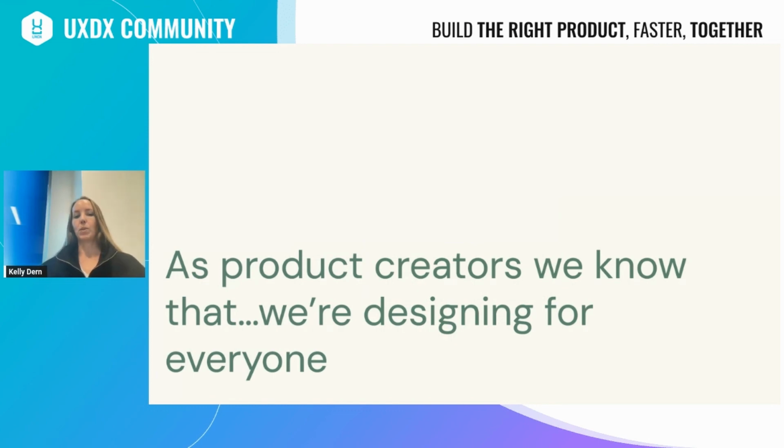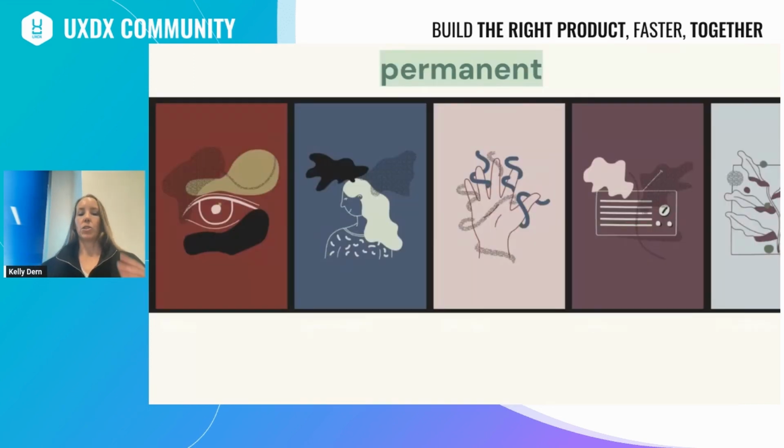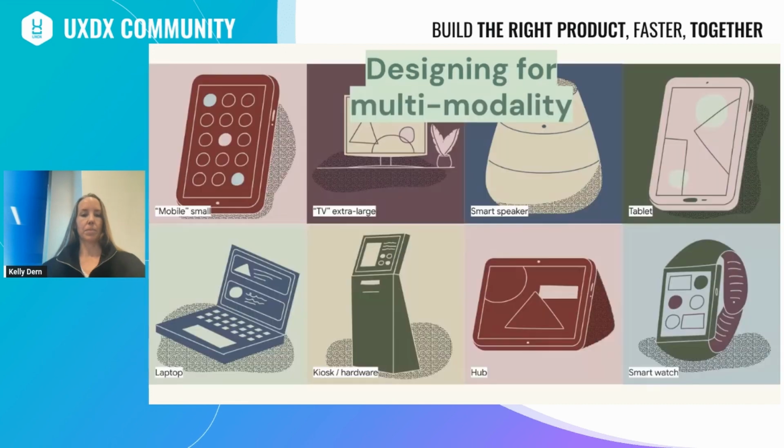But as product creators, we know we are designing for everyone, and we do our best to make sure that we're doing that. So we're designing for situational and temporary disabilities, which could mean you're cooking and your hands are busy, or you're on a bumpy train and moving around a lot, or you're in a large room, or you're hard of hearing. Another example could be you've broken your arm, or you're carrying a large package, and you can only use one hand. And also permanent disabilities, such as being blind or neurodivergent, or color blindness and things like that.